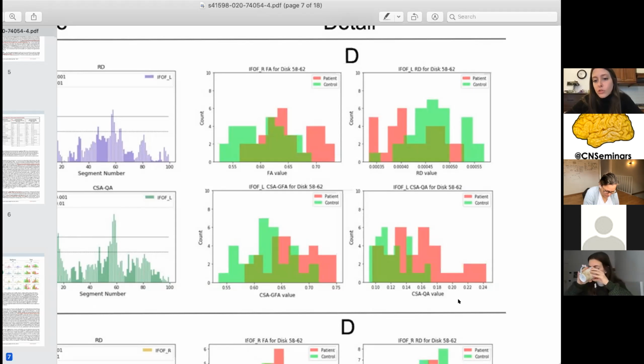This is true also for the other two anisotropy measures. And this is not true for the radial diffusivity, in which usually controls have higher scores. Okay.